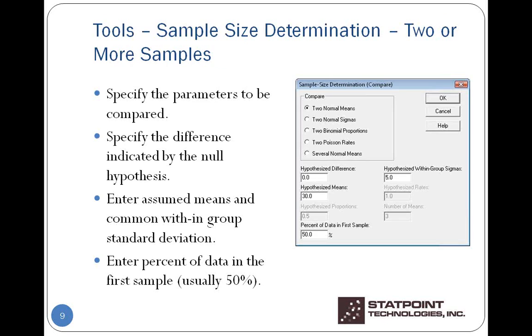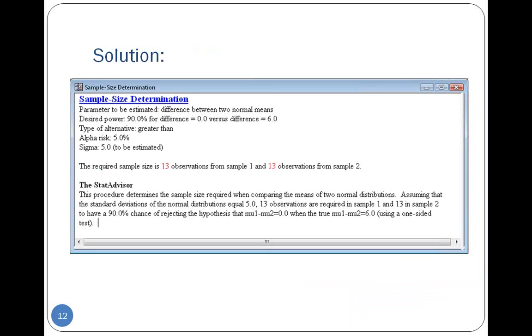What you could see, for example, in this case, it said I should take 13 observations from sample 1 and 13 observations from sample 2. That was the solution to my second problem. And if you read the Stat Advisor, it does say this procedure determines the sample size required when comparing the means of two normal distributions. Okay. If they're not normal, then things are not going to be quite right. The t-test's not quite right. But the central limit theorem takes hold pretty quickly.